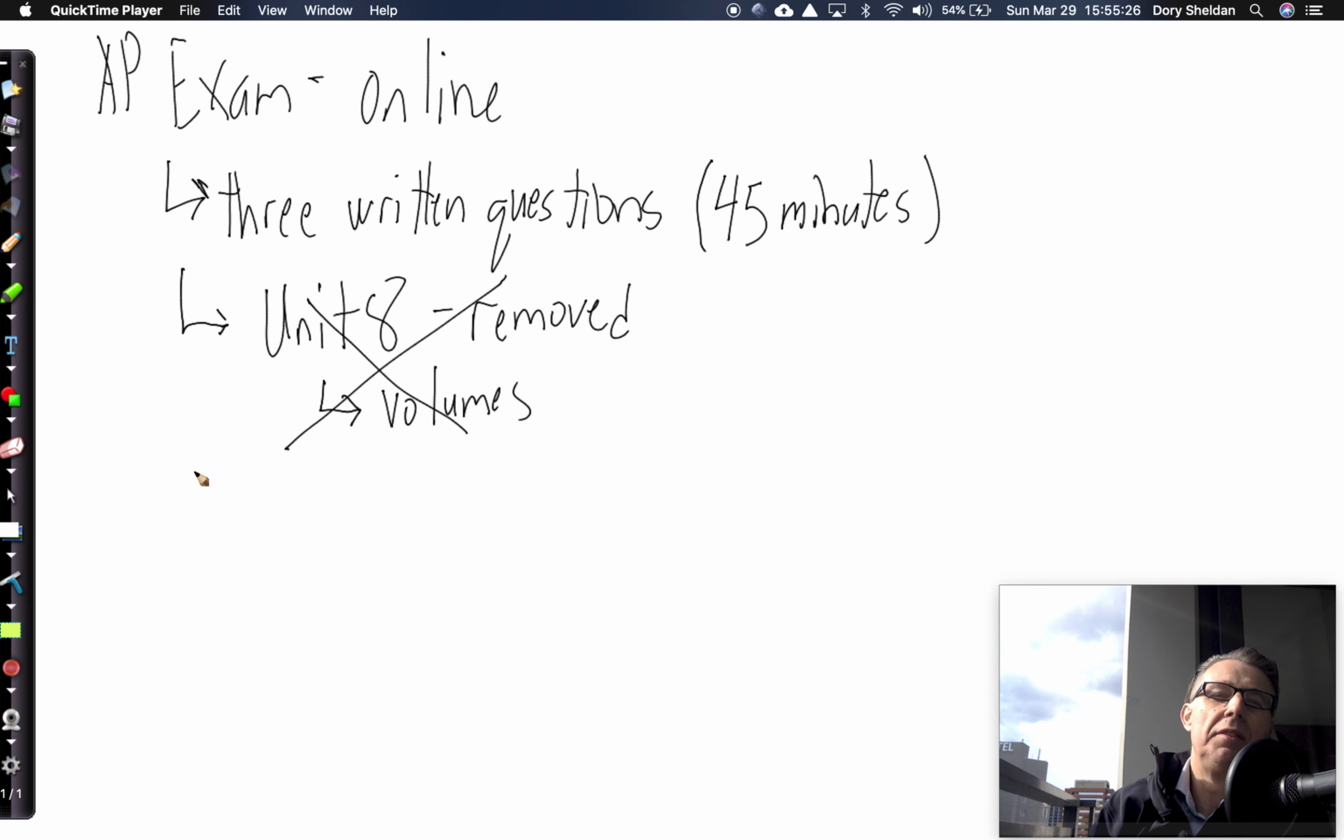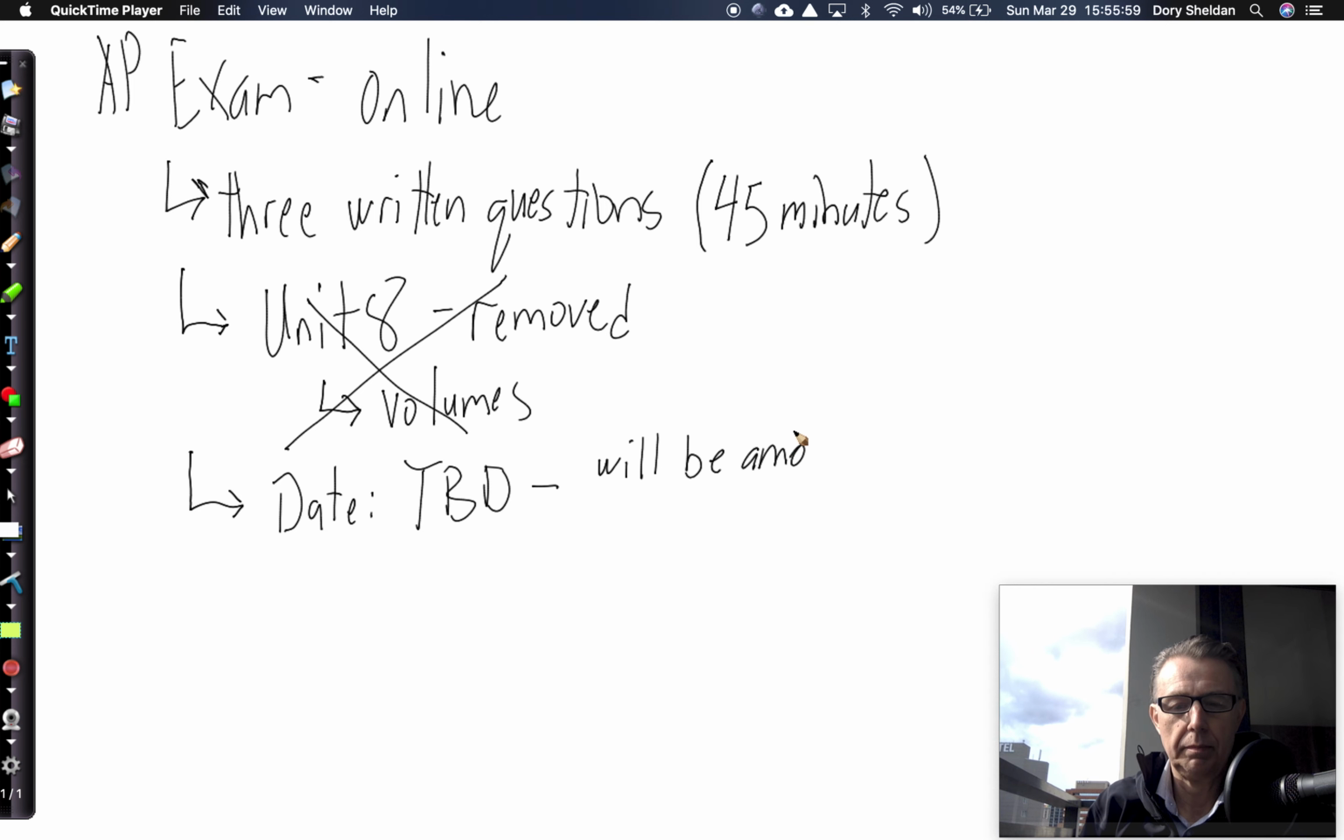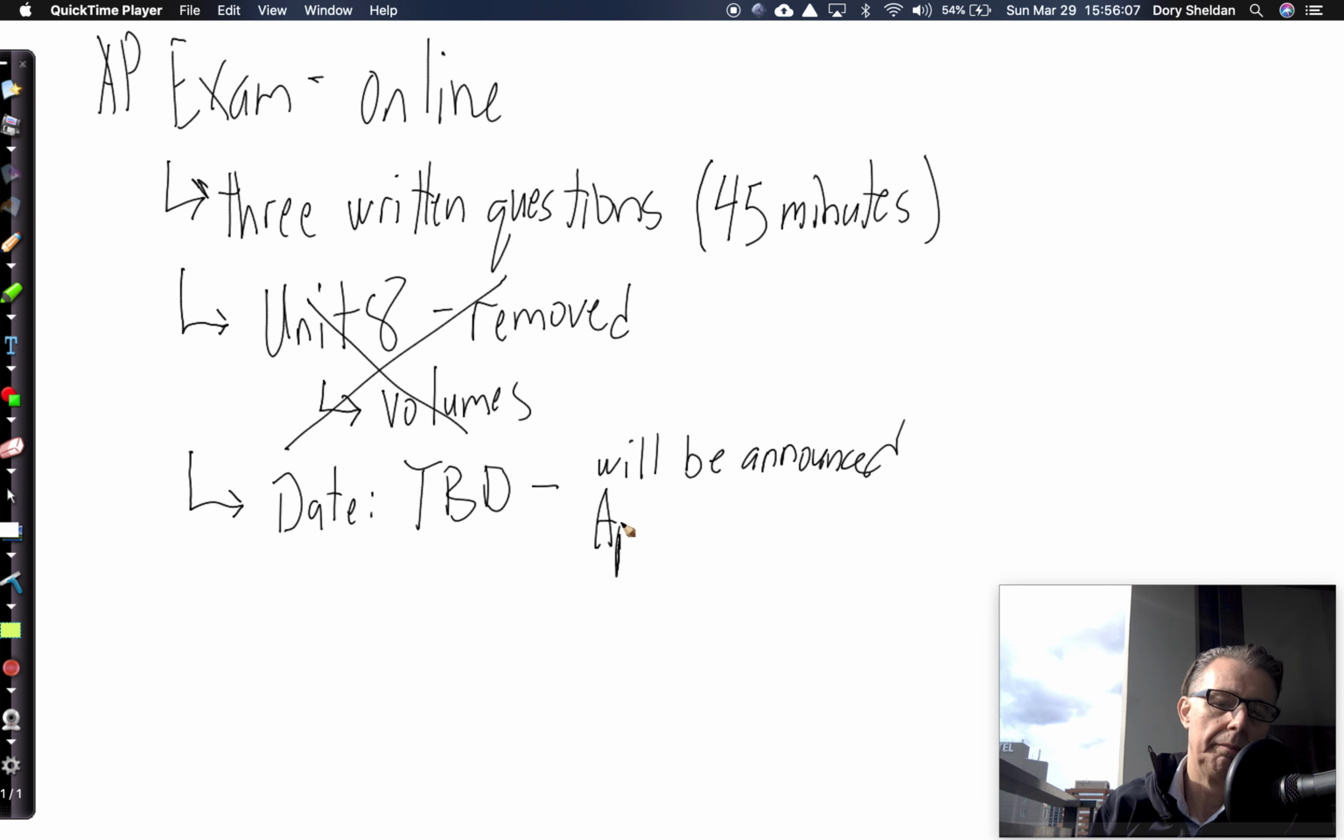Now the date, to be honest, I'm not sure the College Board really knows exactly what they're doing yet. I think they're still trying to figure this out because it's all new. But what I read is that the date is to be determined, but they will announce it on April 3rd. So we'll know more then. Okay, so there it is.